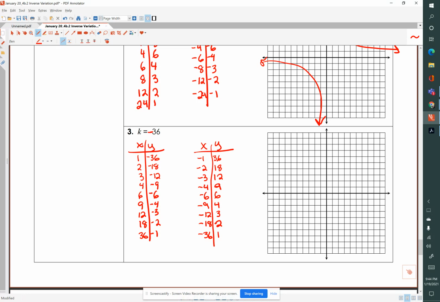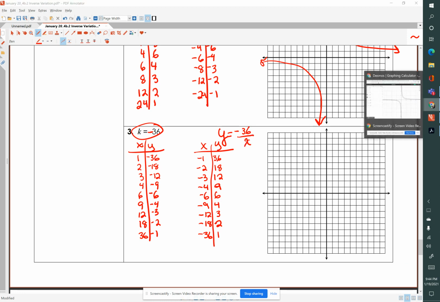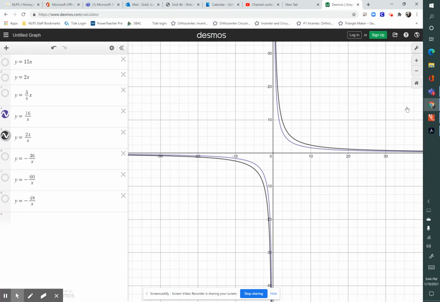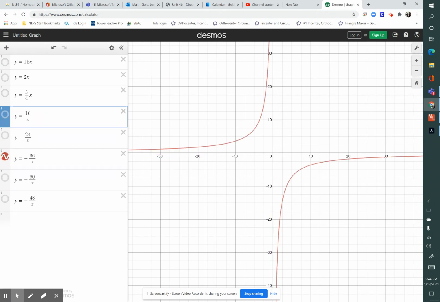So how do you think the graph is going to differ when we're looking at k equals negative 36? Remember, that is y equals negative 36 over x. Let's take a look at Desmos. We did graph it. I'll turn the other two graphs off. And here is our y equals negative 36 over x. I'll turn the first graph back on so you can compare.